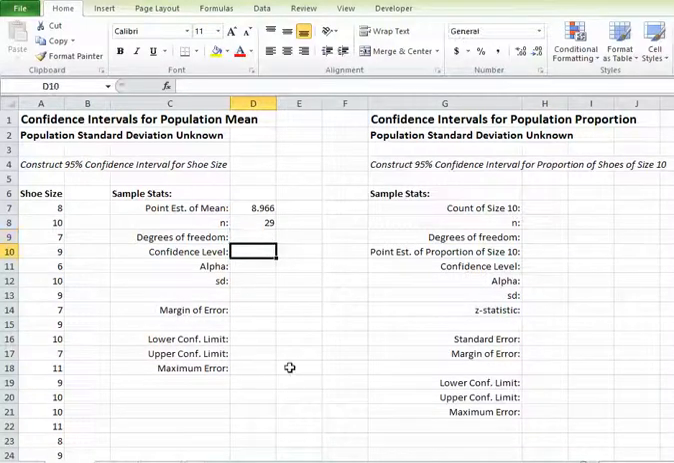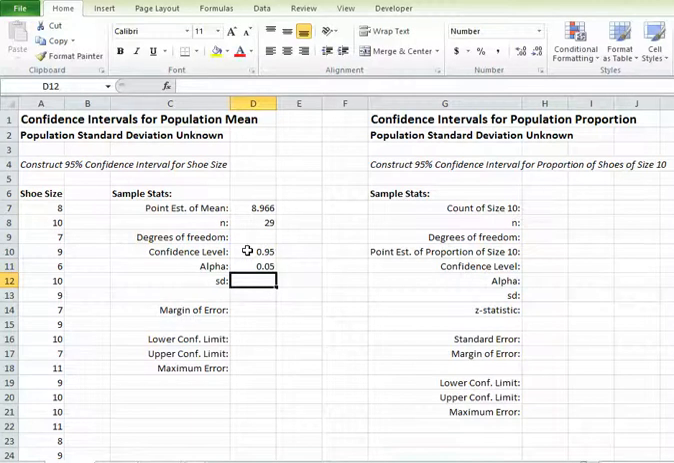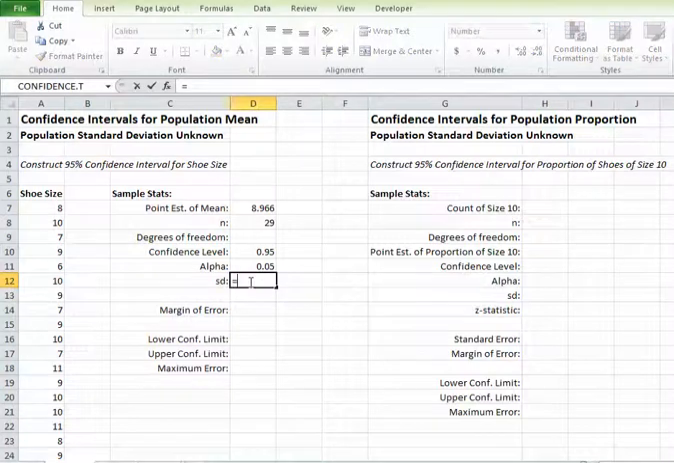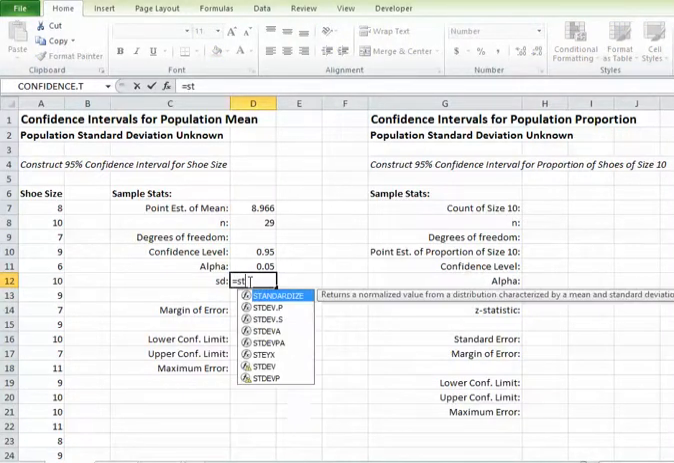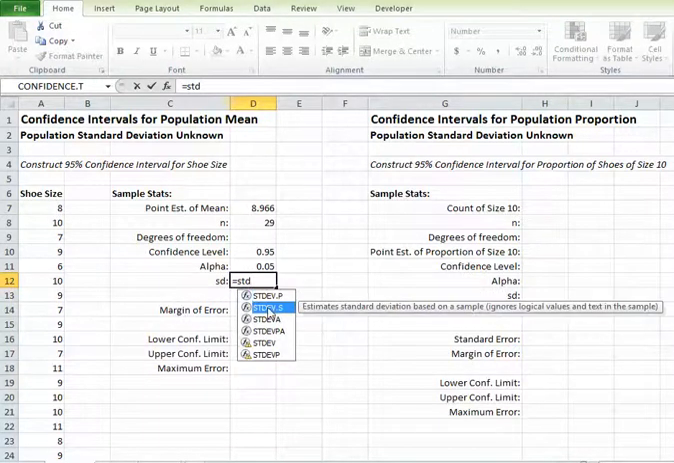We don't need it. Confidence level. Well, we said we want a 95% confidence level, so I'll put 0.95 in there. Alpha is 1 minus our confidence level, so 1 minus this cell should give us 0.05. And now I need a standard deviation, so I'm going to type STD, and now we have several different possibilities. The first one, STDEV.P, says that's for the entire population. Oh, we don't want that. We're doing sample standard deviation.